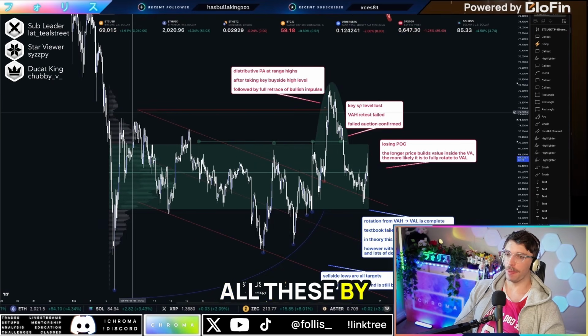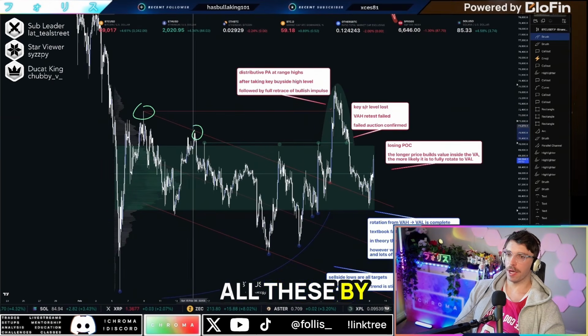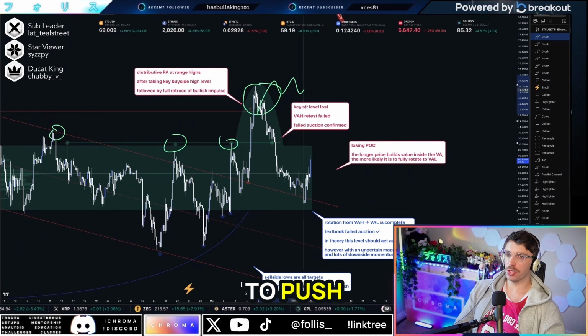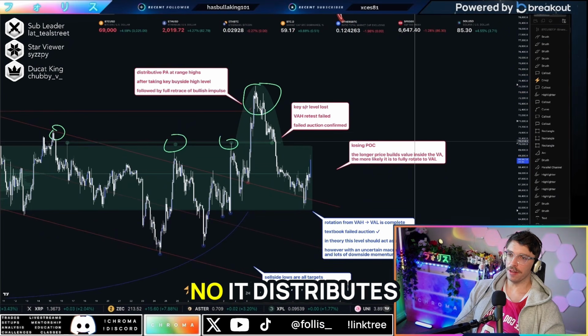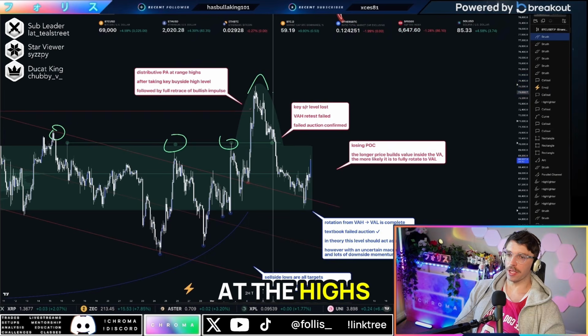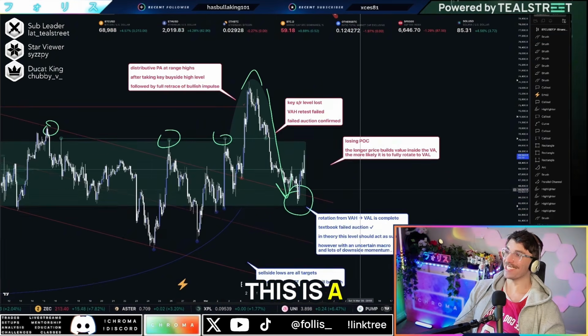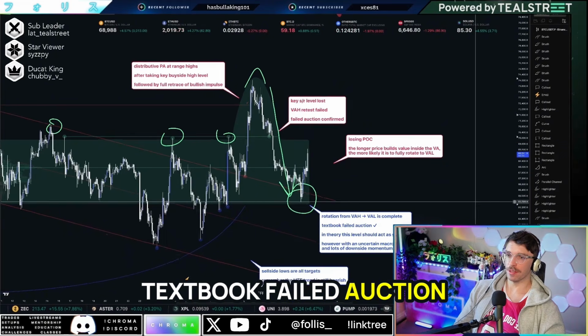We take all these buy-side highs, and what happens? Does price continue to push? Does it establish new value higher? No. It distributes at the highs and rejects all the way back down to VAL. This is a textbook failed auction, right?